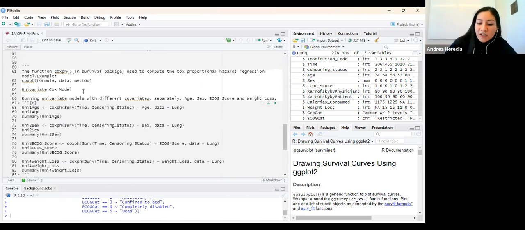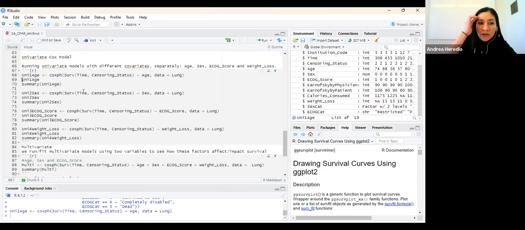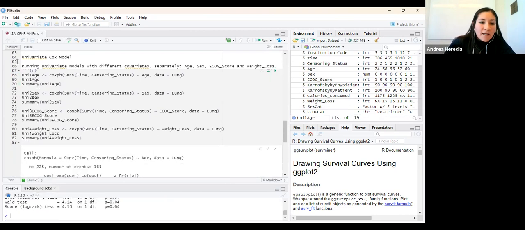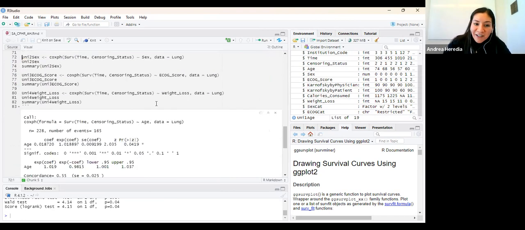Okay, so we're going to run our first one, Uni1H. And then the summary function actually gives you a better report of all the statistics that you're going to be needing for assessing the impact of this variable. Any questions right now?